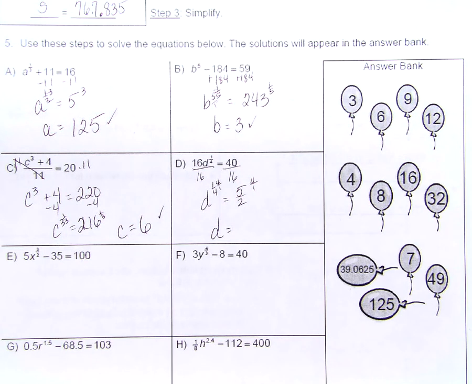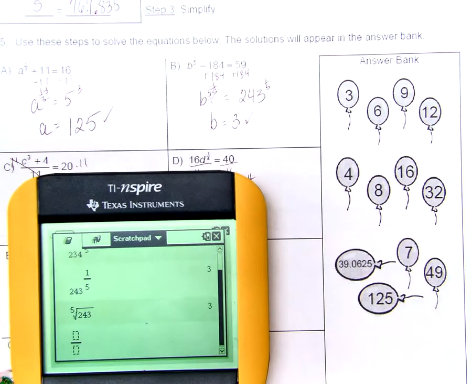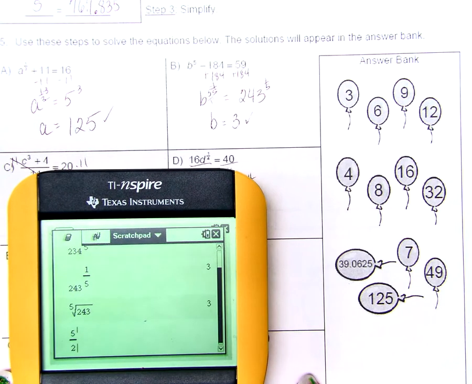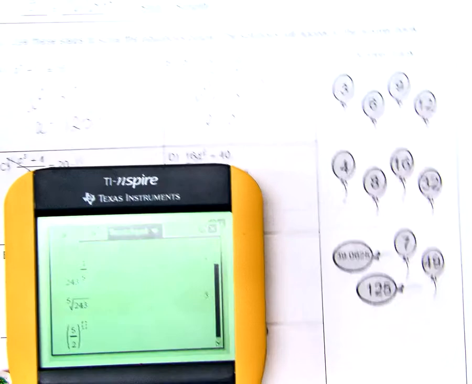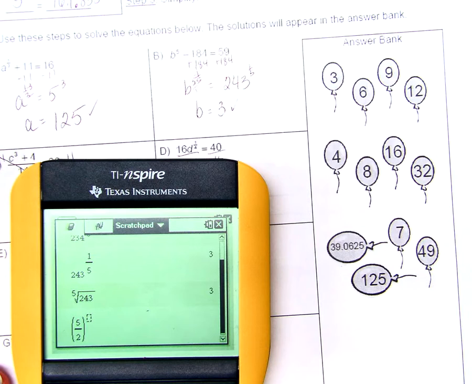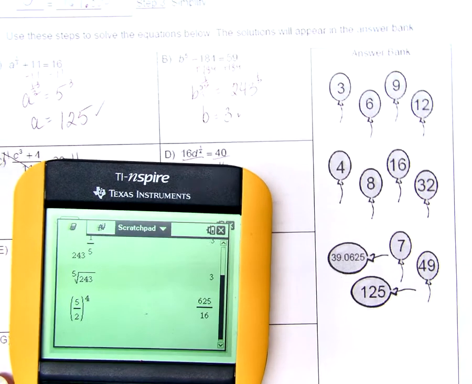Let's see. So I'm going to start with the fraction of 5 over 2 because that's what we said, right? 5 over 2. And we're raising that to what power? The 4th power? You got that?